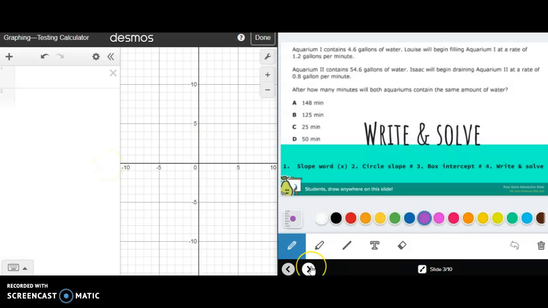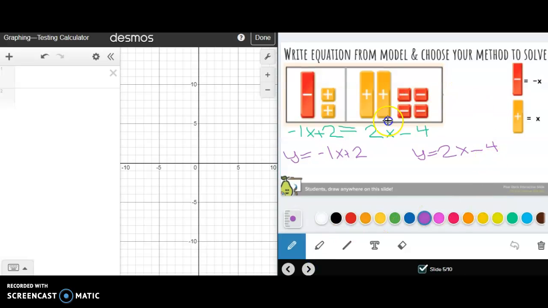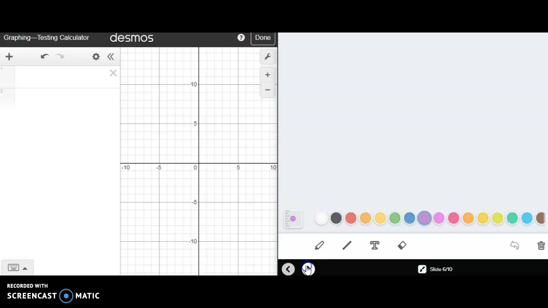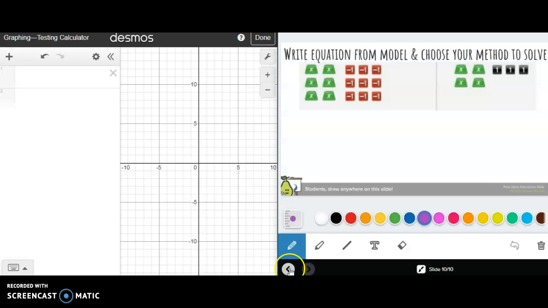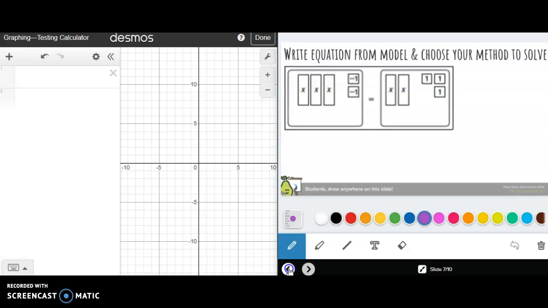The next two word problems you're doing on your own. And then we did one modeling example in class. So if you notice, these long bars represent x, the red ones are negative, and the yellow ones are positive. Let me make sure that I did that for all of them. Okay, yeah, I fixed it.